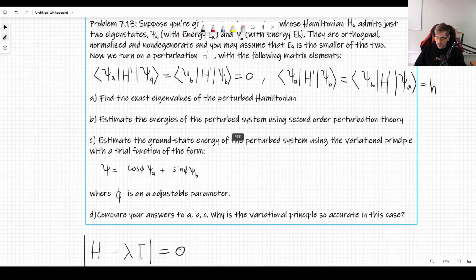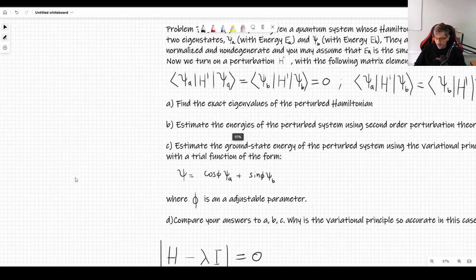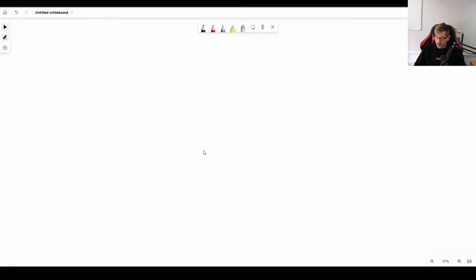So now let's go to part C. Estimate the ground state energy of the perturbed system using the variational principle with a trial function of the form psi is cosine phi psi A plus sine phi psi B, with phi an adjustable parameter. So let's do that. So variational principle, just a reminder, what does it mean?